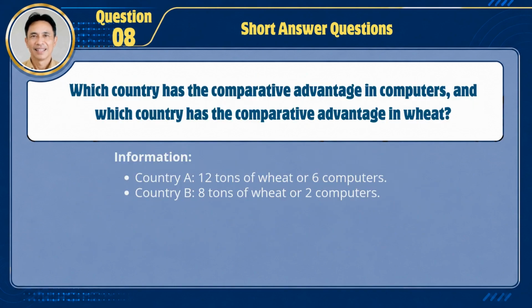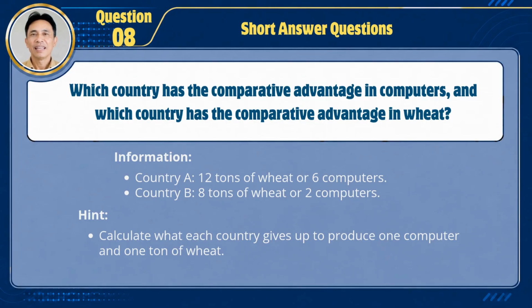Question number 8. Use the following information to identify comparative advantage. Country A, 12 tons of wheat or 6 computers. Country B, 8 tons of wheat or 2 computers. Which country has the comparative advantage in computers? And which country has the comparative advantage in wheat? Show the opportunity costs. Here's your hint. Calculate what each country gives up to produce 1 computer and 1 ton of wheat.